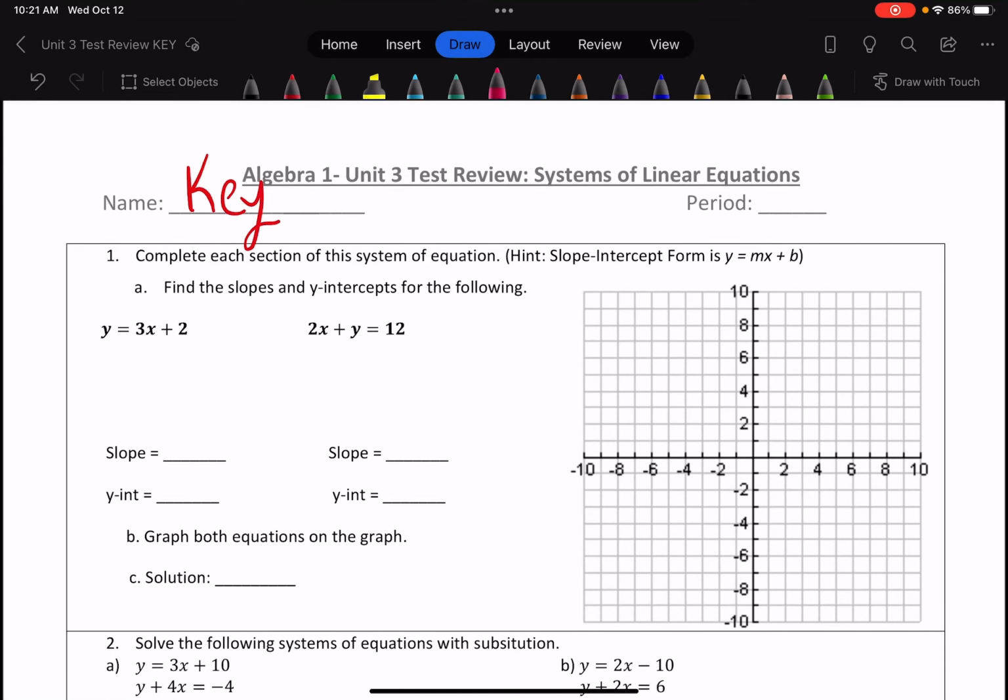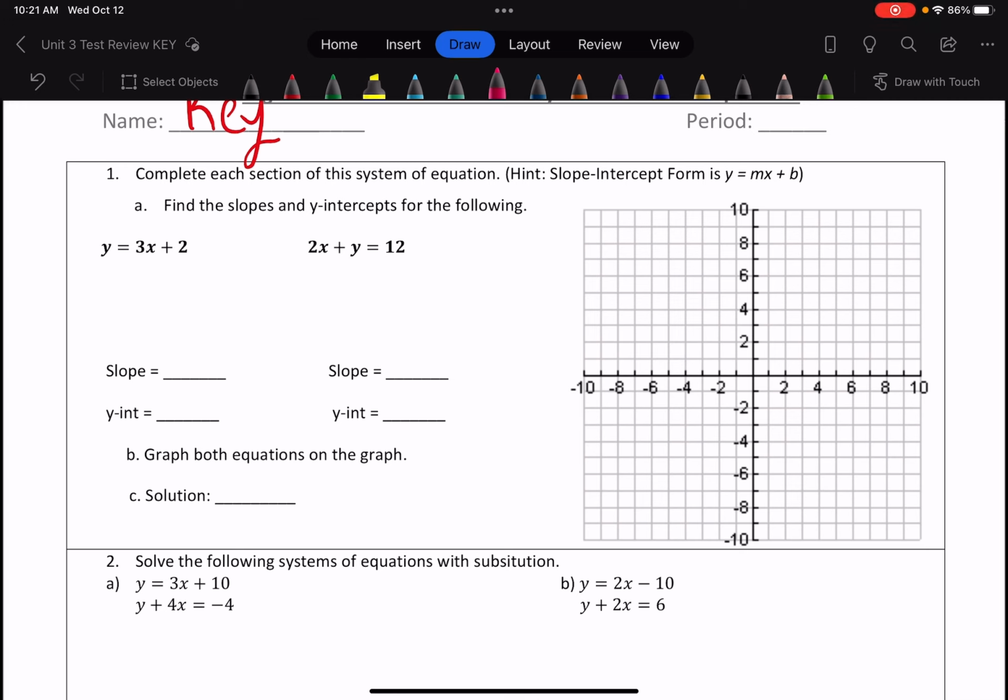Hey guys, today we're going to look at the Unit 3 test review. So we're going to start with problem 1, and this is graphing a system of linear equations. So it says complete each section of the system of equation. So we've got to make sure they're both in slope-intercept form first.